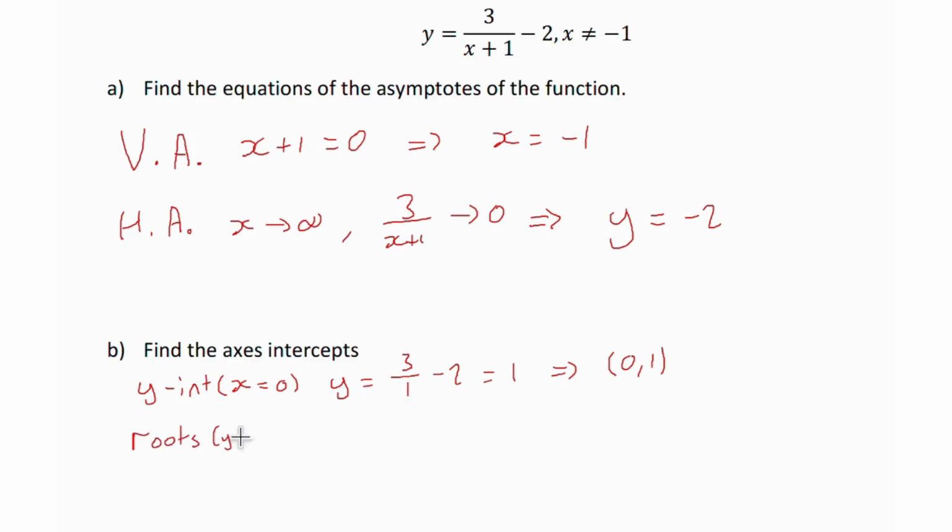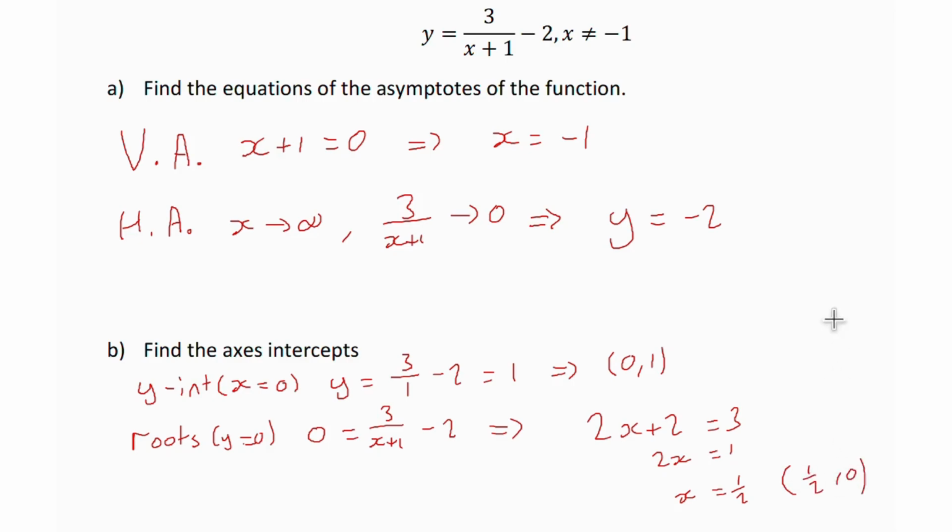The roots is when y is equal to 0. So we have 0 is equal to 3 over x plus 1 minus 2, which we can rearrange into 2x plus 2 is equal to 3. 2x is equal to 1, which means x is equal to a half. So our root is going to be at 1/2, 0.